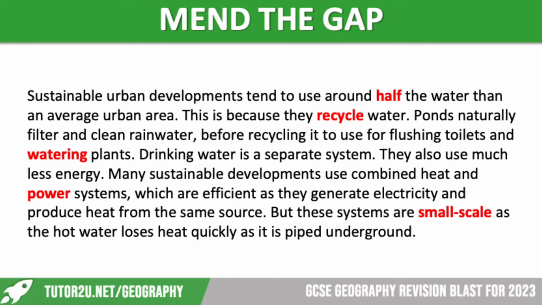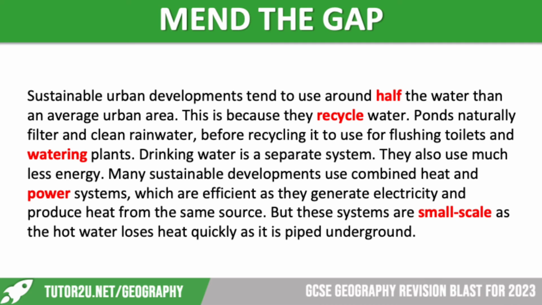So ponds naturally filter and clear rainwater before recycling it to use for flushing toilets and for watering plants. Drinking water is a separate system. They also use much less energy. Many sustainable developments use combined heat and power systems, which are efficient as they generate electricity and produce heat from the same source. But these systems are small scale as the hot water loses heat quickly as it is piped underground.